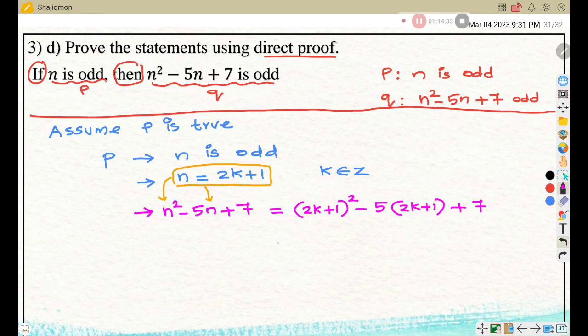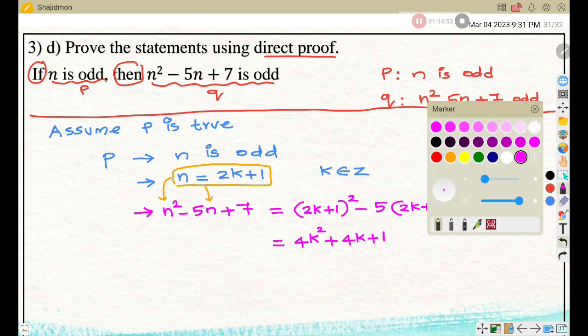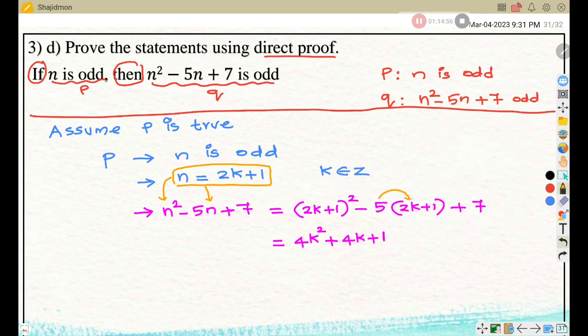Now use the expansion (a plus b) whole square here: (2k plus 1) whole square. So a square, (2k) square means 4k square, plus 2ab, 2 multiply 2k plus 1 means 4k, plus b square, 1 square is 1, correct. Now after that, this minus 5 distribute to the bracket: minus 5 multiply 2k means minus 10k, minus 5 multiply 1 means minus 5, then last plus 7 same. Hope you understood how we expanded.